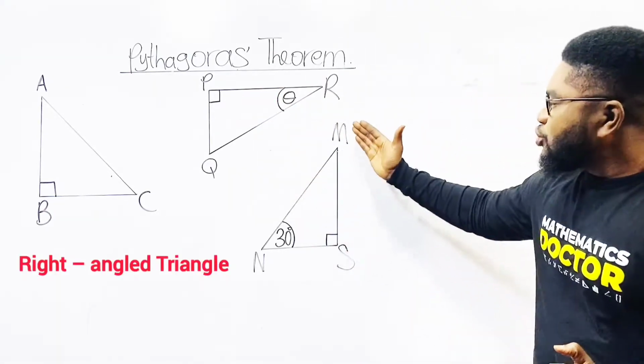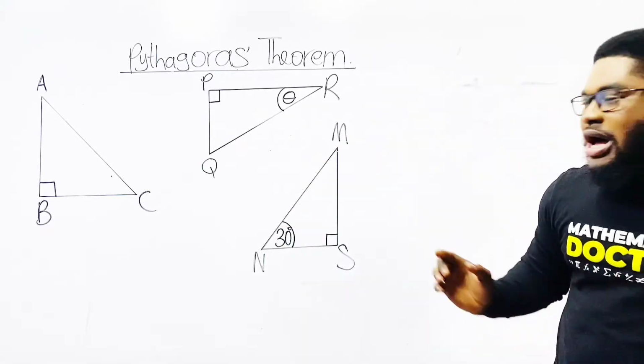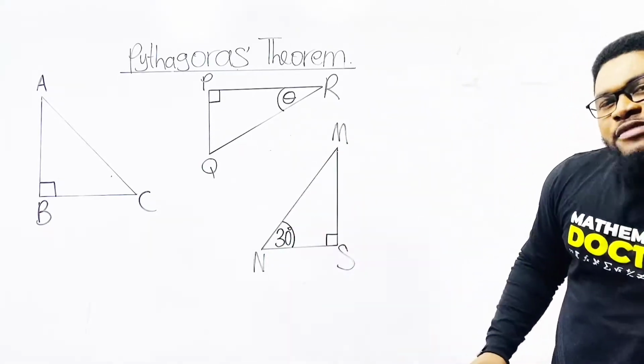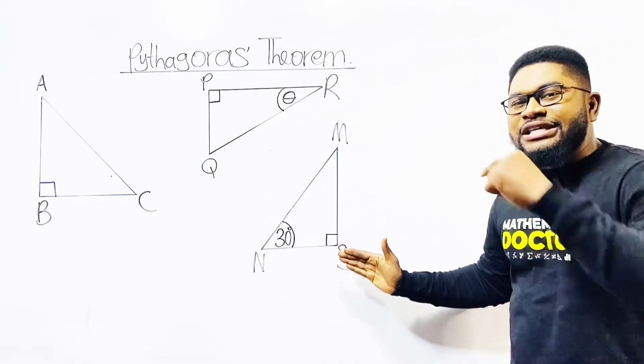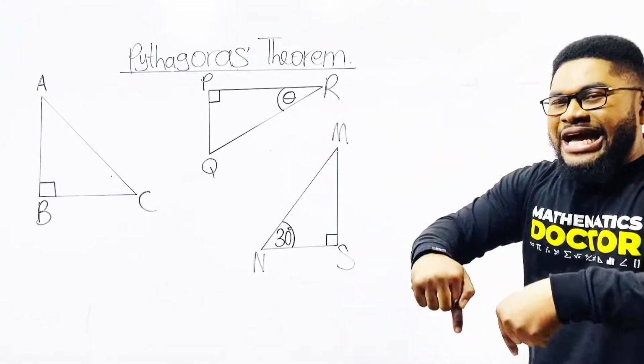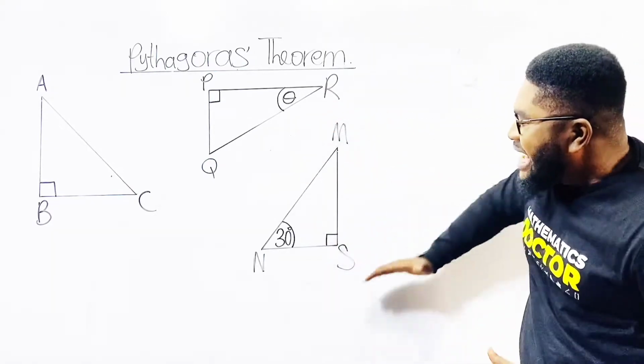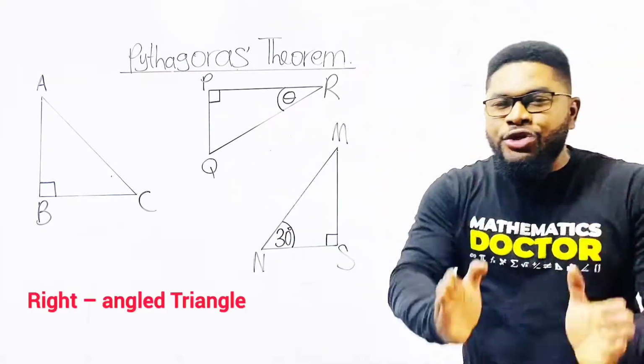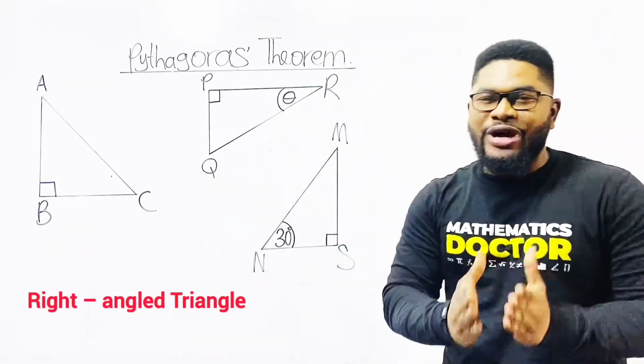The same thing applies to triangle MNS, which also has 30 degrees and 90 degrees. But because of the 90 degrees angle inside the triangle, there is a right angle inside the triangle. That makes the entire triangle a right angle triangle. So these are right angle triangles.